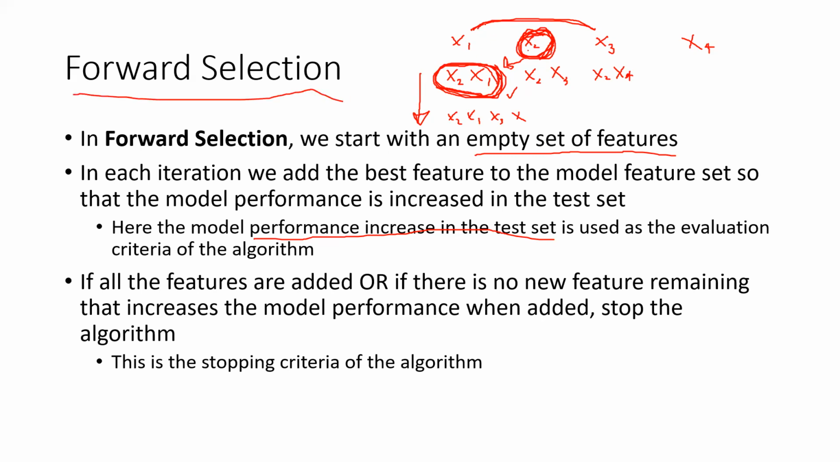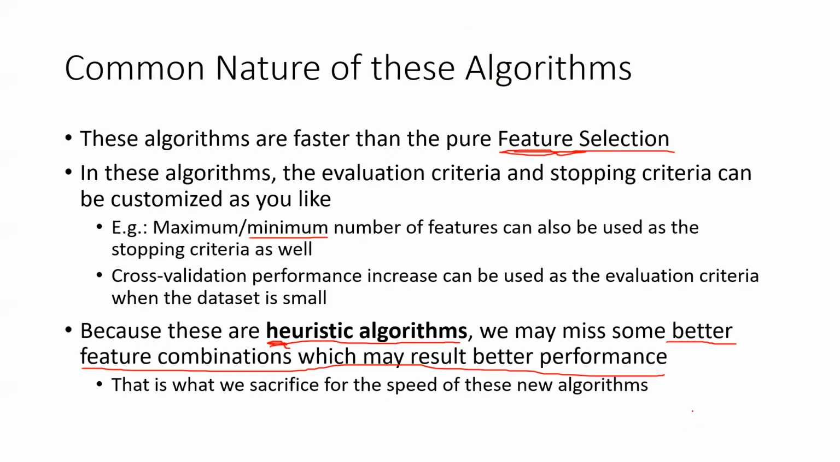But in reality, there can be situations where X1 and X3 have some complementary skills, and when they are combined, they can work with very high performance. But this is not identified with forward selection. That is what I mean by this. Because this is a heuristic algorithm, we may miss some better feature combinations.